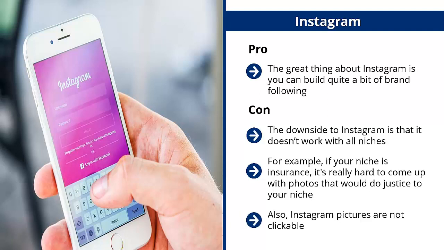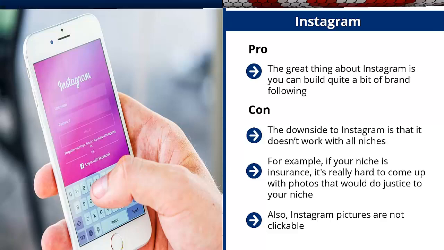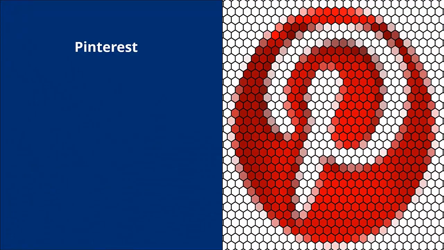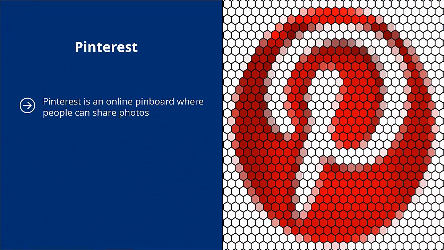Also, Instagram pictures are not clickable. People have to click on your profile to click out. The good news is, with each photo, you can always call people to action and say that they should click your profile. Pinterest. Pinterest is an online pin board where people can share photos.